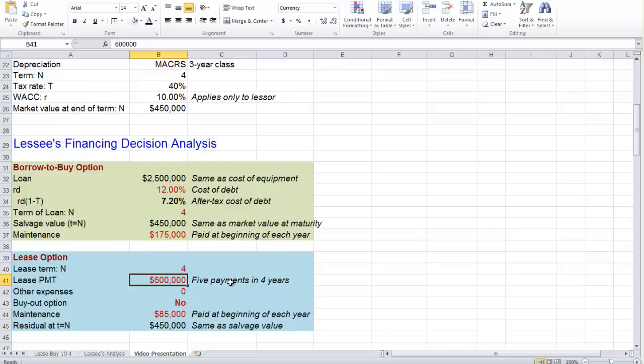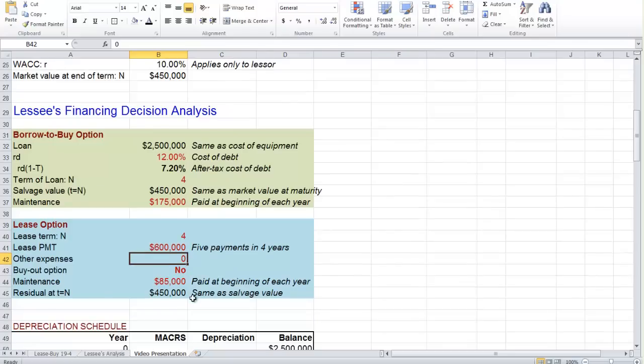There are no other expenses, and the lessee does not intend to buy out this equipment at the end of 4 years. In other words, at the end of 4 years, the lessee intends to return the equipment to the lessor. It doesn't have any intention of continuing to use it.